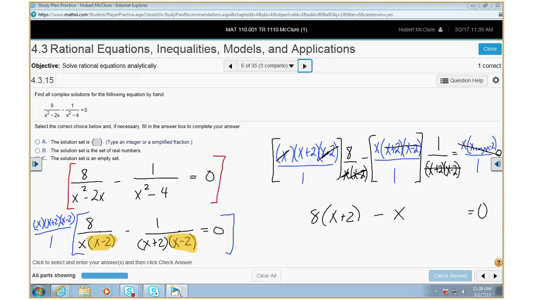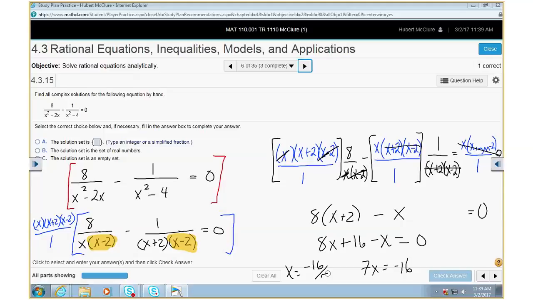So you get 8x plus 16 minus x is equal to 0. 8x minus x is 7x equals negative 16. So x is equal to negative 16 sevenths.